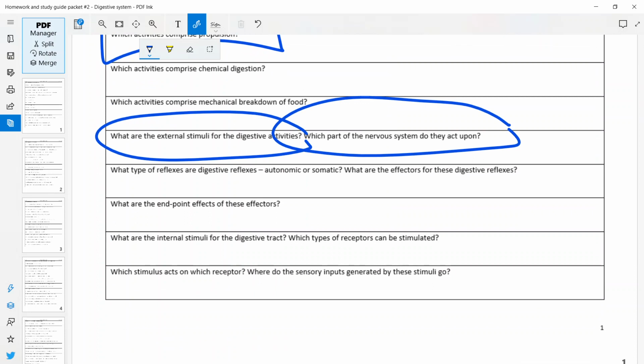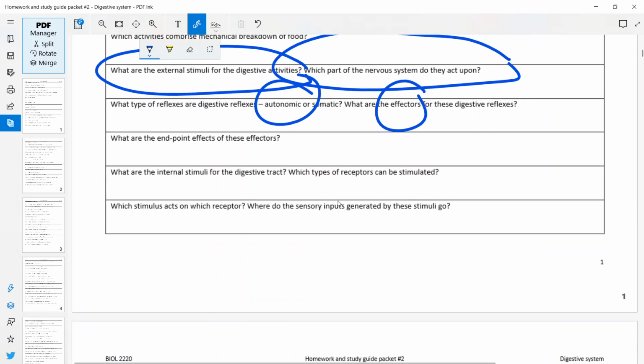Now, what's important to understand here: the digestive reflexes, all of them are autonomic. The effectors are smooth muscles and various kinds of exocrine glands. The endpoint effect is digestion. Muscles move the food around and glands secrete chemicals that digest food.